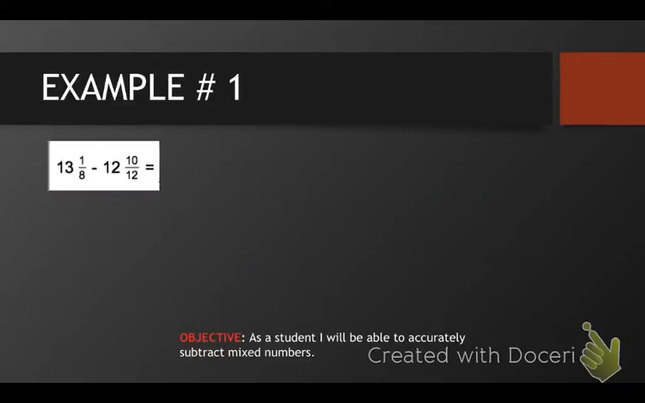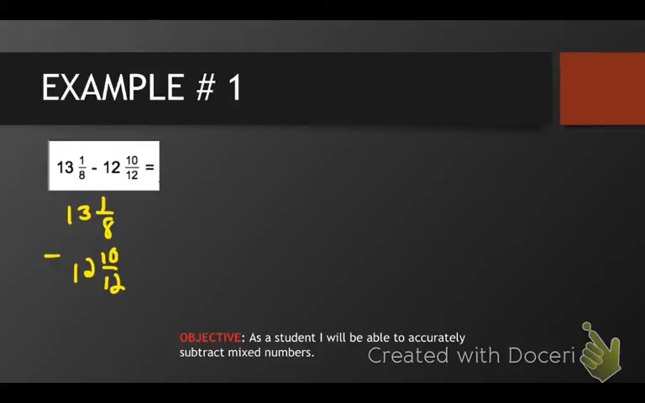So we have our first example. We have 13 and 1/8 minus 12 and 10/12. I'm going to go ahead and get started. Like I said, with all my last videos, I like to write these straight up and down. So I'm going to first change this to 13 and 1/8 minus 12 and 10/12, and I'm writing it straight up and down.